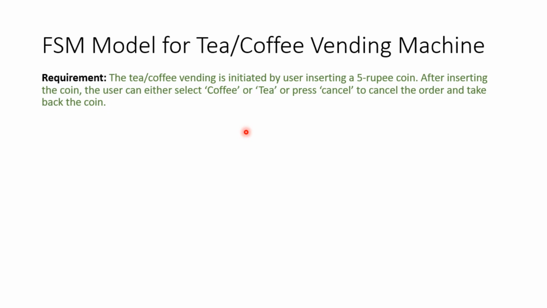Nice. The second state will be waiting for the input from the user, right? Because he has to decide whether he needs coffee or tea, or whether he is going to cancel. So all these 3 will be considered as state B, that is waiting for the user input. That can be considered as the second state.